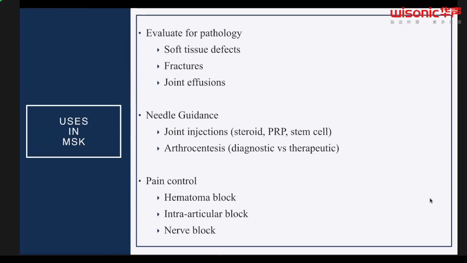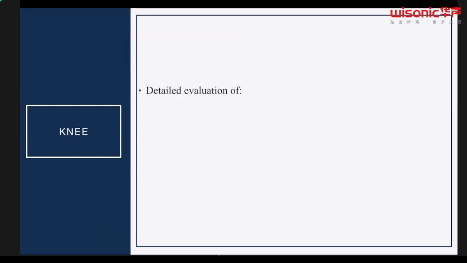And then any nerve blocks too, for a region where someone's having difficulty with pain control, let's say in a forearm or a hand, you can do a radial nerve block, a median nerve block, and that will help with pain control. And nowadays, almost all of these are ultrasound guided. So there's a lot of uses with ultrasound in musculoskeletal evaluation.